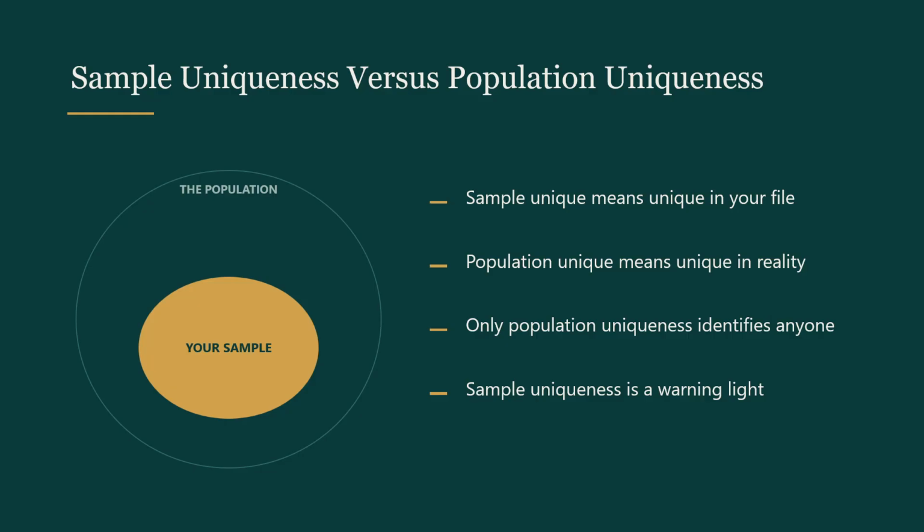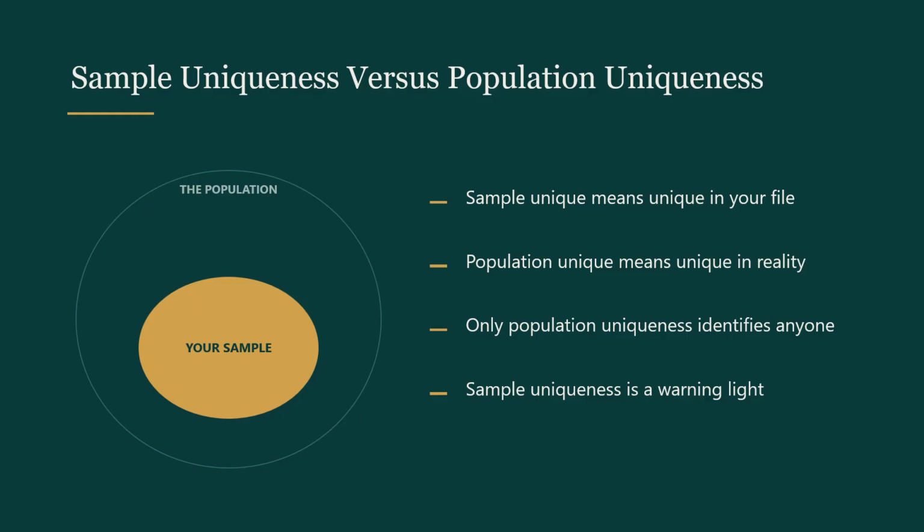The reverse is emphatically not true. And here is the asymmetry to memorize. Sample uniqueness is what you can observe. Population uniqueness is what actually gets someone identified. Every sample unique is a candidate. Only some of them are real.